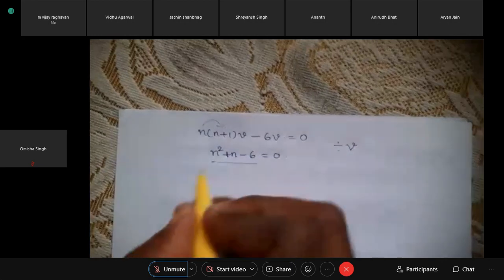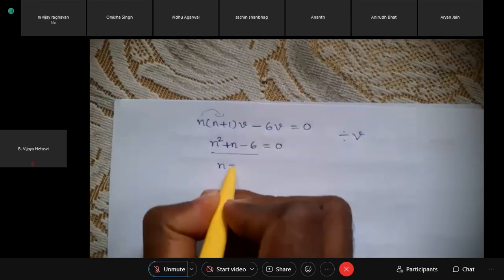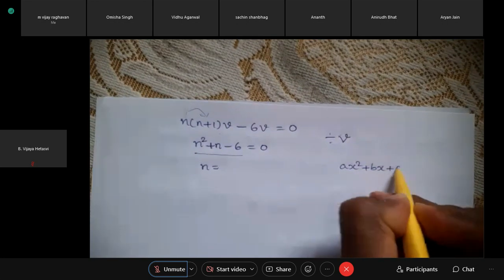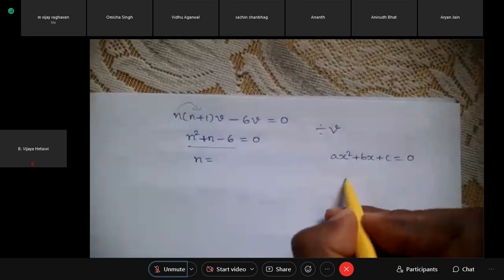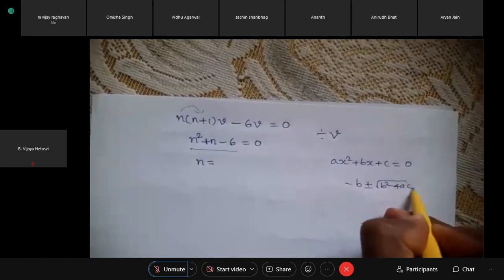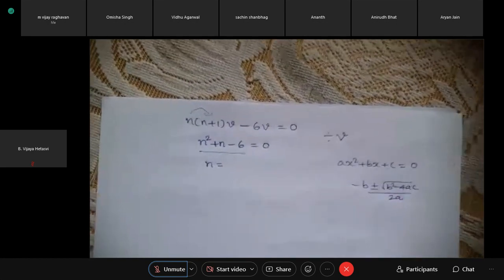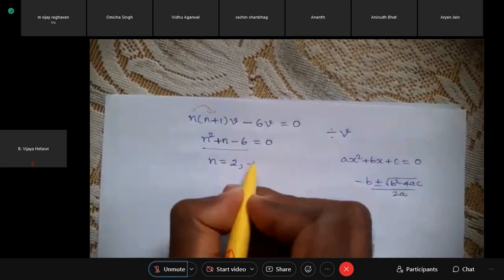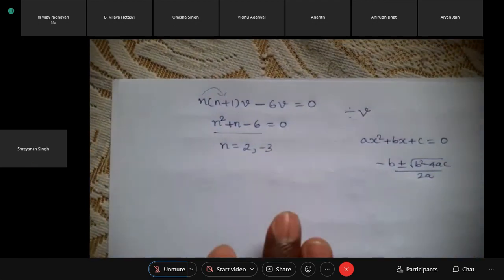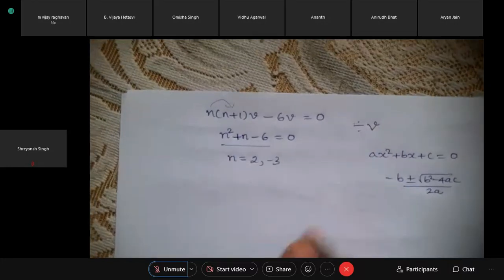Yes, sir. I hope you know how to find the roots of the equation ax square plus bx plus c is equal to 0. You are going to take minus b plus or minus square root of b square minus 4ac divided by 2a. With that, if I solve, n equals 2 or minus 3. 2 or minus 3, sir. Yes, 2 or minus 3.